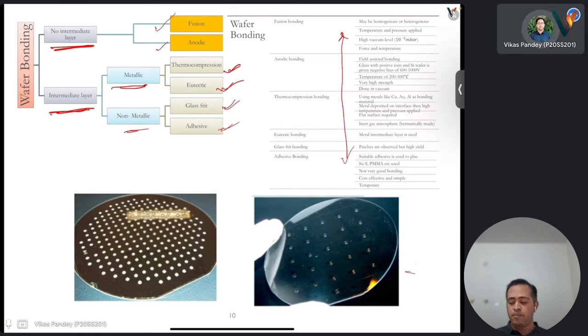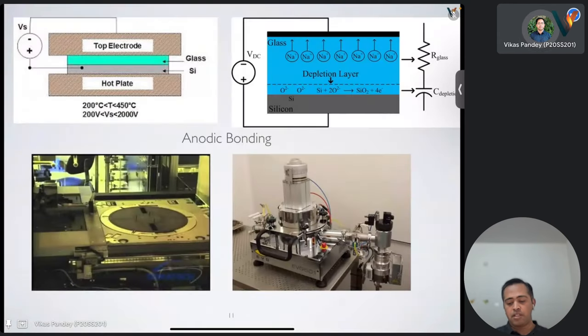And this is the image of an anodic bonded glassware. If you read through this, you will understand that the best way to do the bonding of glass with silicon is using anodic bonding. So we can see anodic bonding. This is some image, and this is how anodic bonding can be done. There will be some top electrode, then glass will be kept, and then silicon. And the silicon will be connected to the anode, positive, and the top electrode is negative.